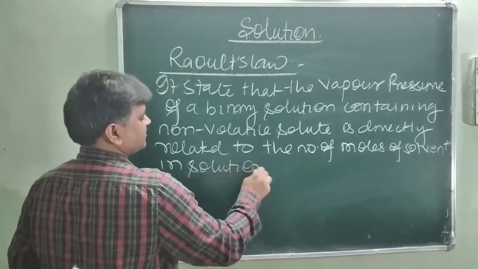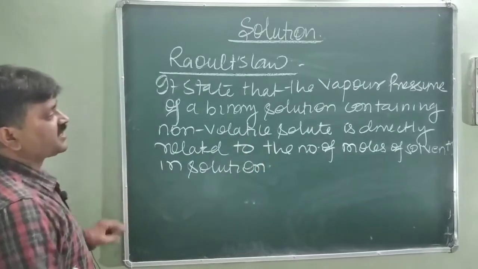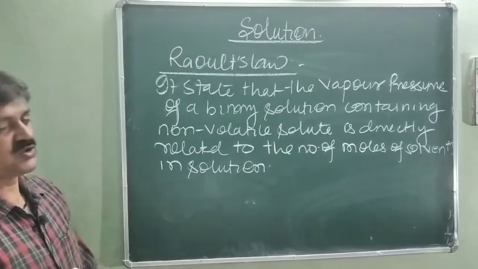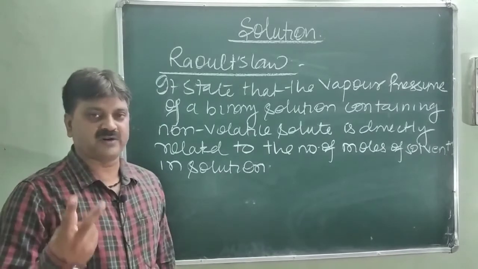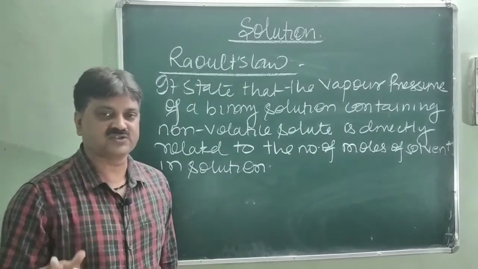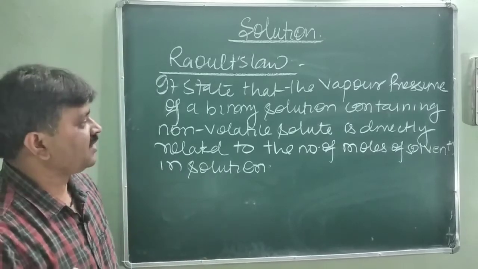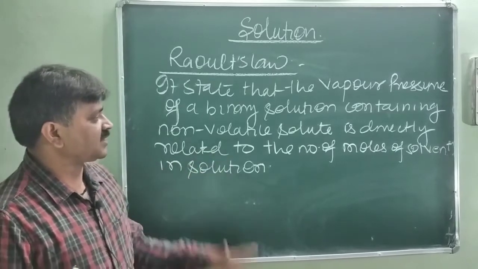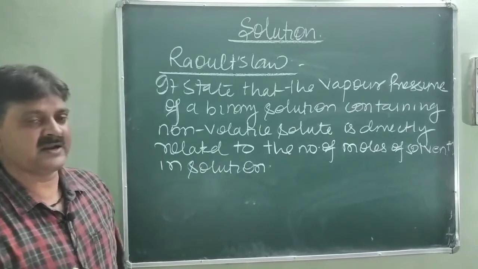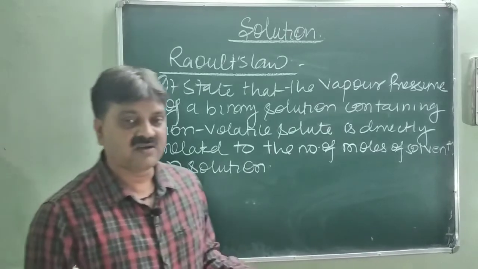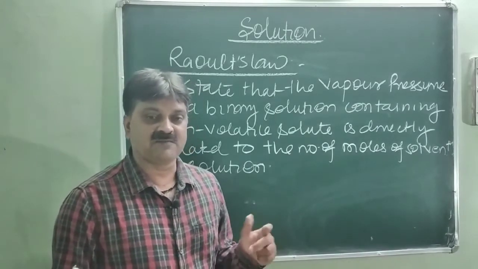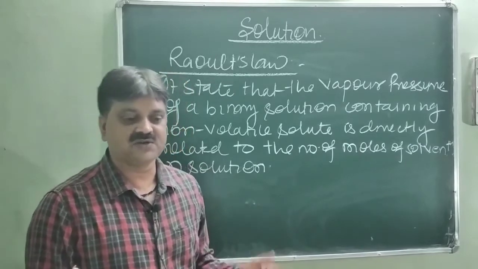This is Raoult's law. It states that the vapor pressure of a binary solution, binary meaning two components, one solute and one solvent, so far called a binary homogeneous solution, containing a non-volatile electrolyte or solute, is directly related to the mole fraction of the solvent, or the number of moles of the solvent in the solution.